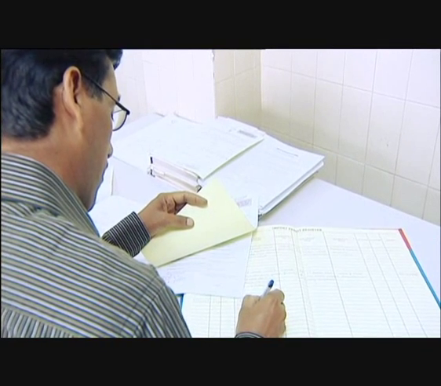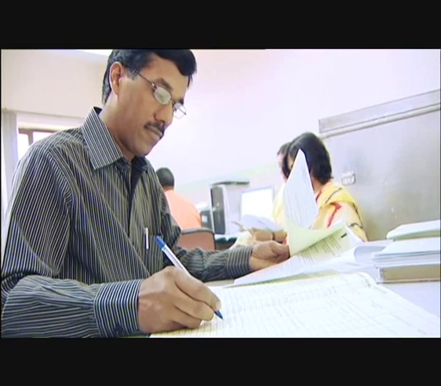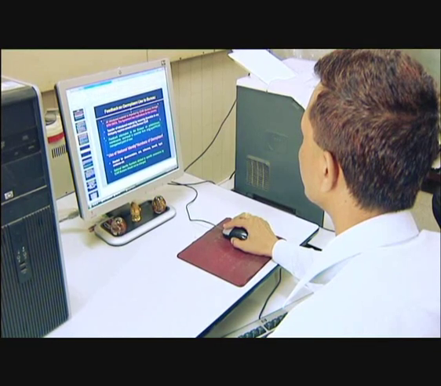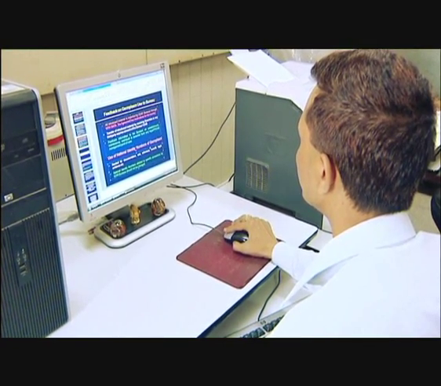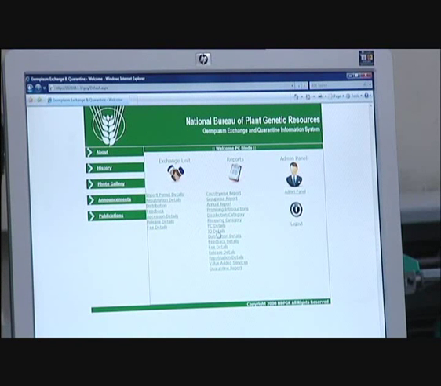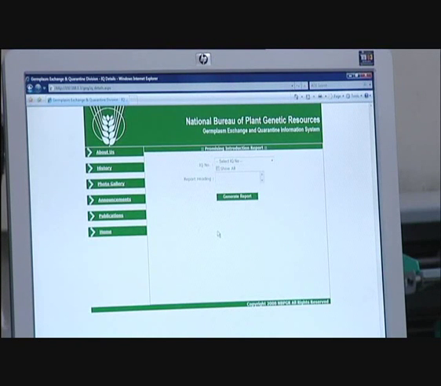NBPGR is also actively involved in facilitating supply of germplasm to all institutes in India for research purposes. The supply of material is always done under a material transfer agreement.